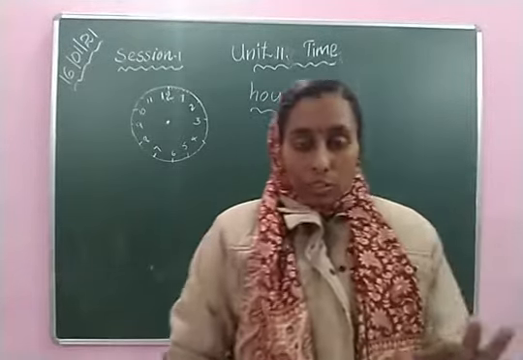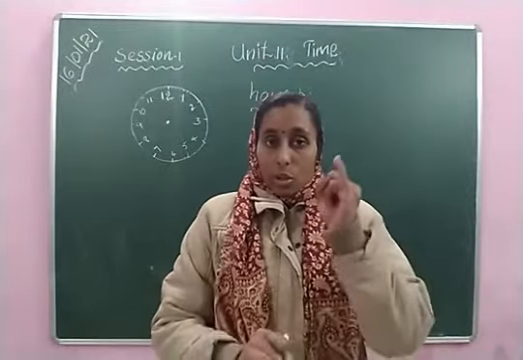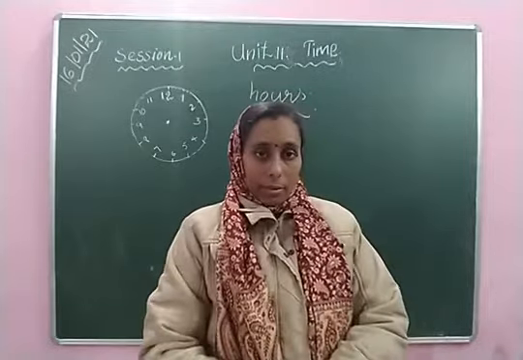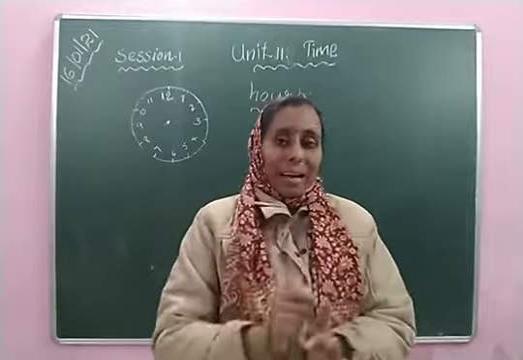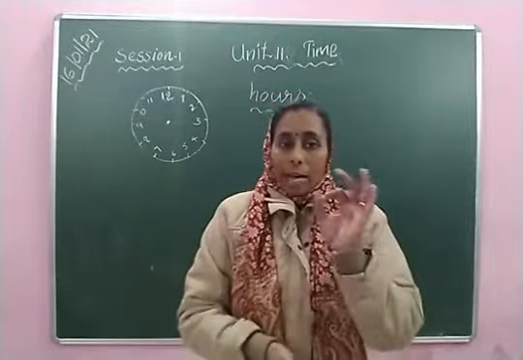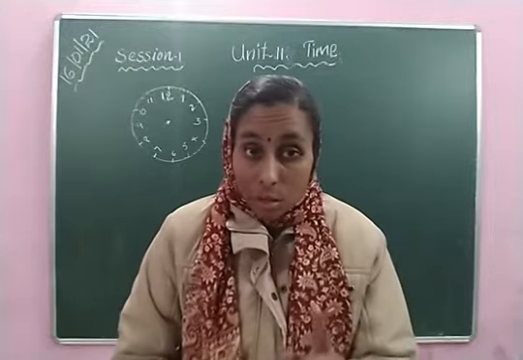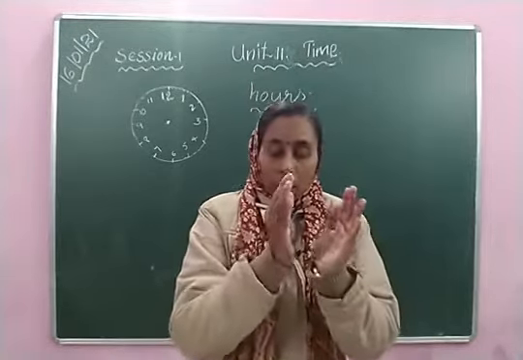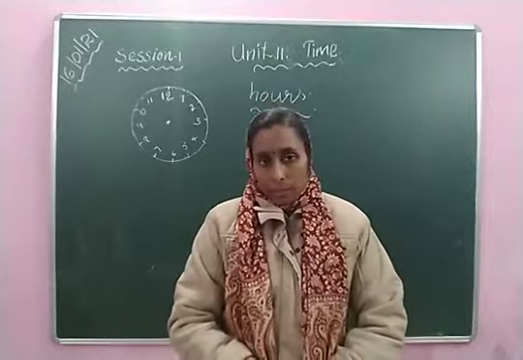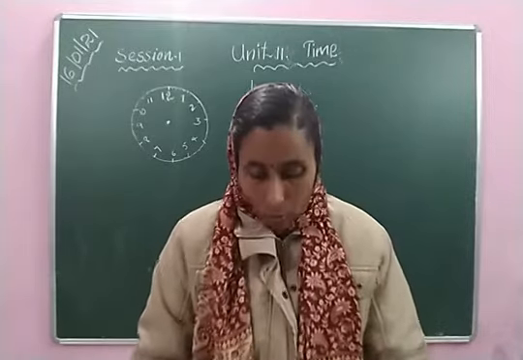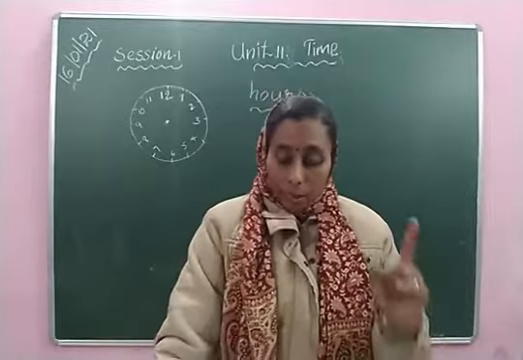And also we know that in a clock there are two hands, a short hand and one long hand, and one more hand is there, the second hand, that is a thin hand. The short hand shows hours and the long hand shows minutes. Okay, a clock is divided into 12 equal parts. Each part is called an hour.